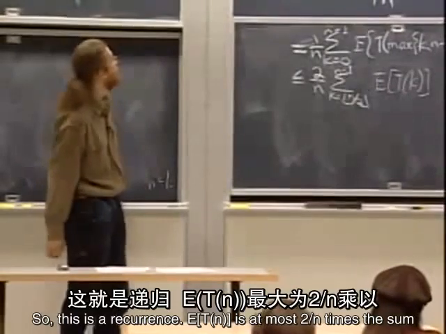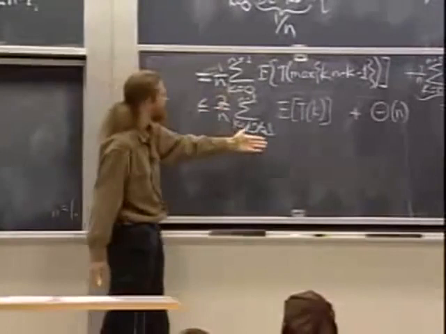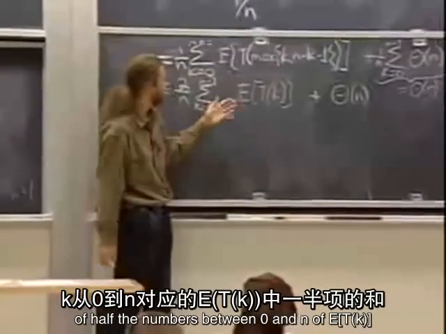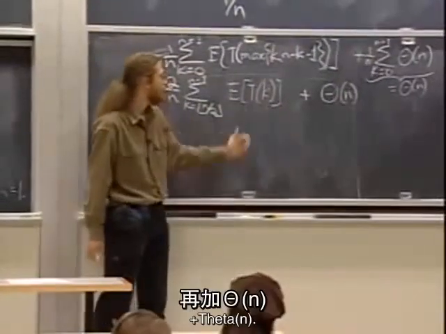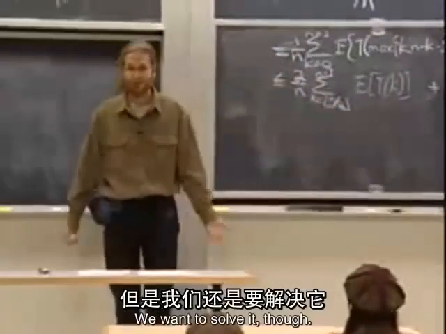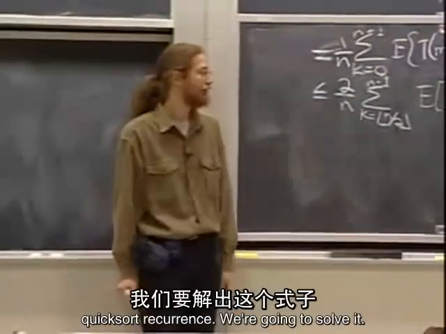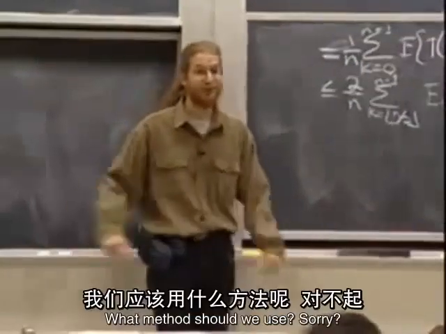Okay, so this is a recurrence. E of T of n is at most 2 over n times the sum of half the numbers between 0 and n of E of T of k plus theta n. It's a bit of a hairy recurrence. We want to solve it, though, and it's actually a little bit easier than the randomized quicksort recurrence. We're going to solve it. What method should we use?